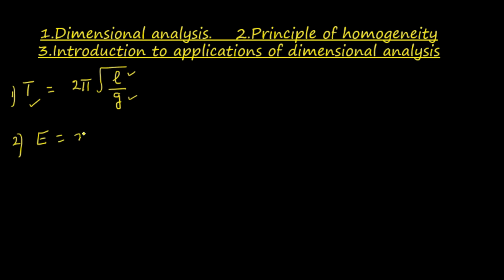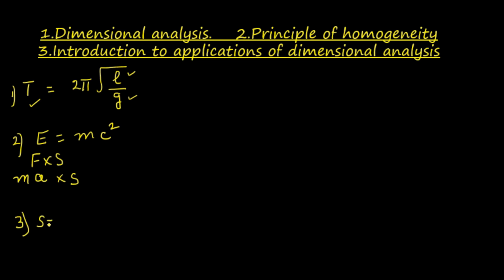Next one. Energy is equal to mc square. What are the physical quantities? Energy is nothing but work done and it is equal to F into S. F is equal to ma. Therefore, mass, acceleration and distance on left hand side. Mass and velocity square on the right hand side. C is the velocity of light in vacuum. So many quantities are there in this equation.